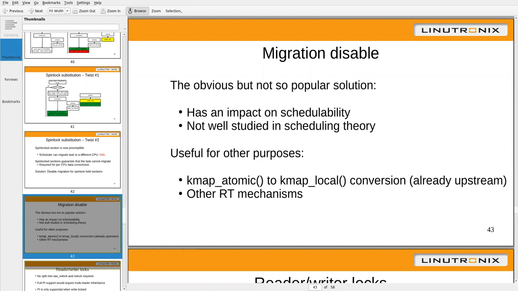We have the kmap atomic, the kmap local conversion, which is already upstream, which helps upstream as well, which relies on migration disable. And we have a couple of other RT mechanisms, smaller ones, where we need the migrate disable mechanism to work.